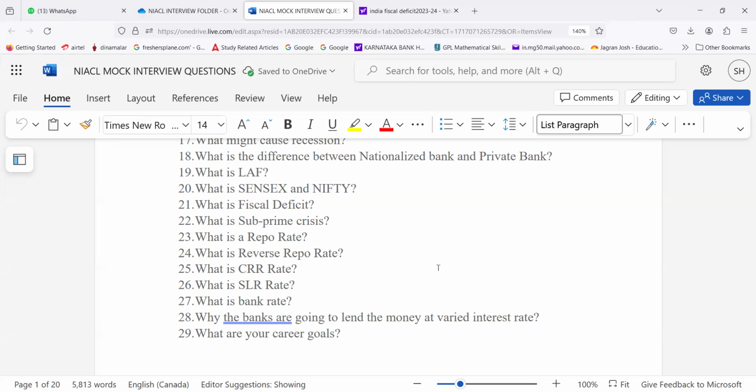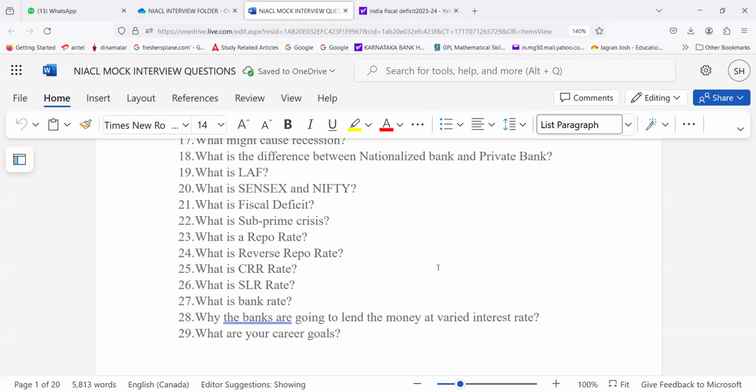Present reverse repo rate is 3.35. Very good. Present standing deposit facility rate is 6.25. Present bank rate is 6.75%. Yes, sir. What is the present CRR rate? Sir, CRR, I don't know, sir.